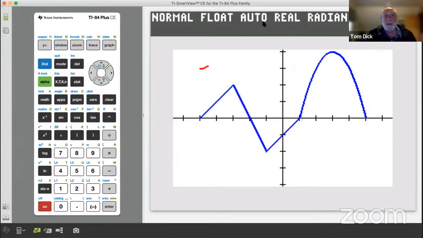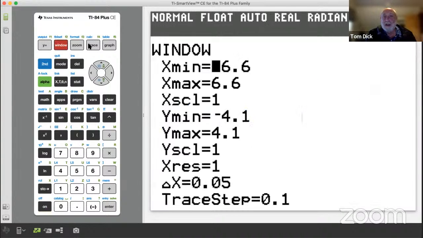So I'm going to do a couple of things in the window. The first one is I'm going to increase my Y max to, why don't I make that 14.1? So I'll just add 10 to it. Okay, so that should give us enough vertical room.